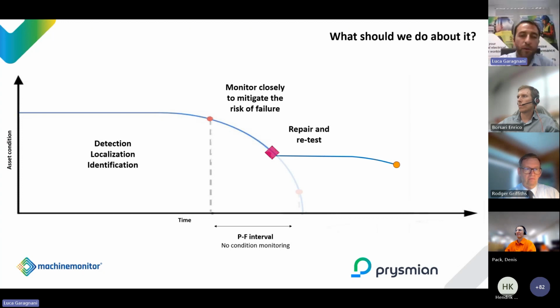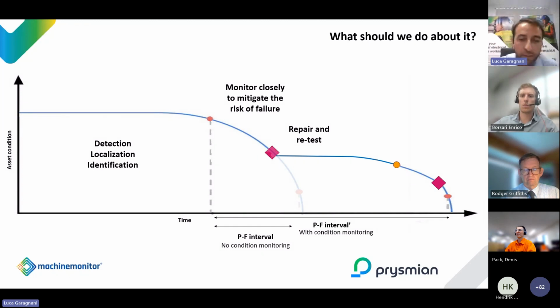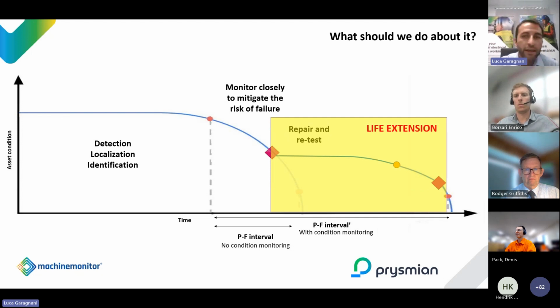Obviously, in this example, I represent that the condition didn't improve after repair. And in this case, let's say we have another event happening after some time. We detect again, we try to repair again, and eventually fail, right? Even if you do this cycle only once, you will expand the life of your asset. And this is the way condition monitoring, in particular for partial discharge, can be very effective and can avoid failure and expand the life of the asset.